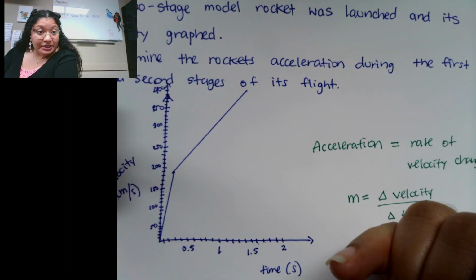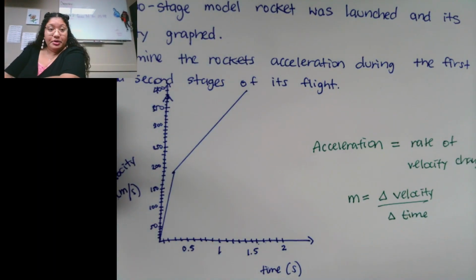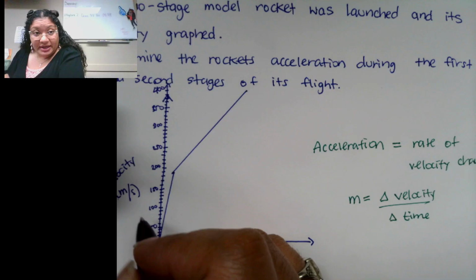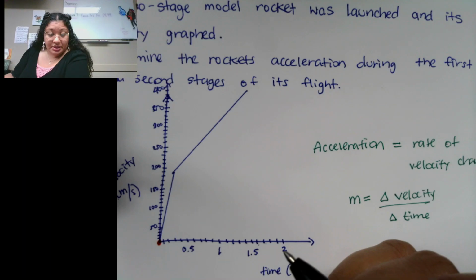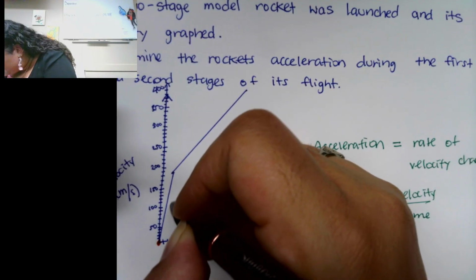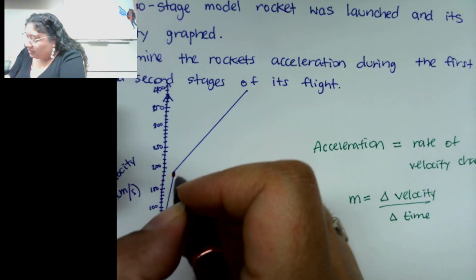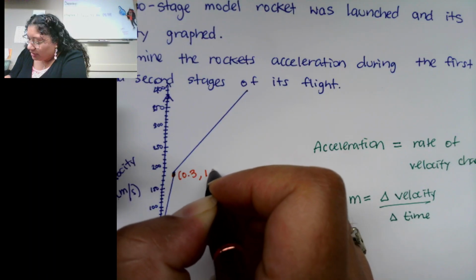So if you're looking at the graph in your book, then you'll be able to see that obviously we have 0, 0, correct? That's 1 point. Now we also go to 0.3 and 180.